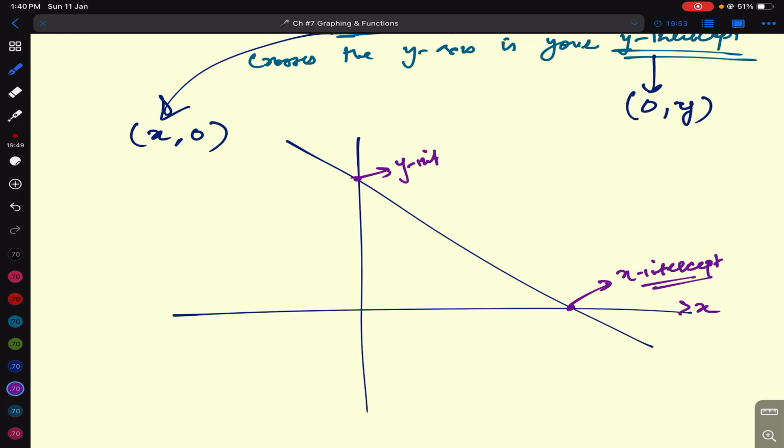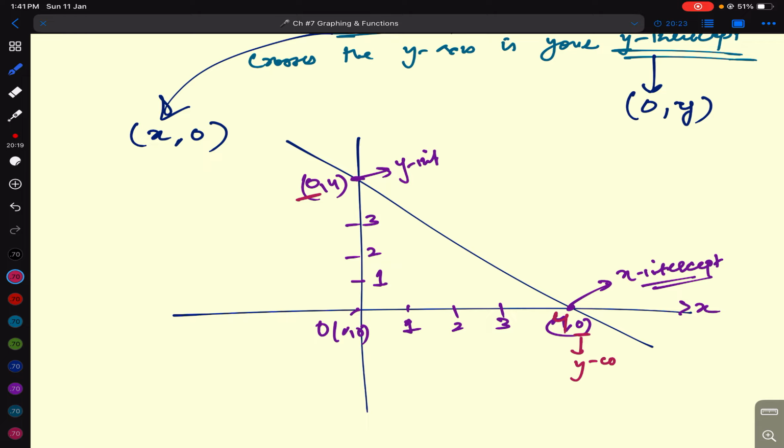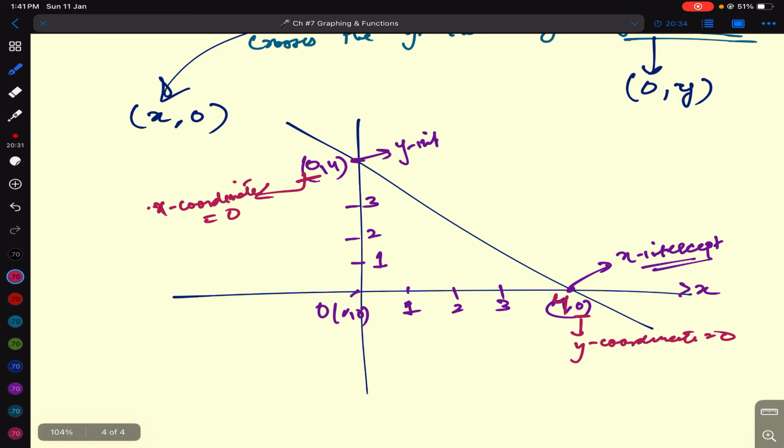Now these 2 points are enough to figure out the line that is the graph of the linear equation. This is your origin, which is (0, 0). For the y-intercept, you see that the x-coordinate is 0. For the x-intercept, you see that the y-coordinate is 0. I hope that makes sense.